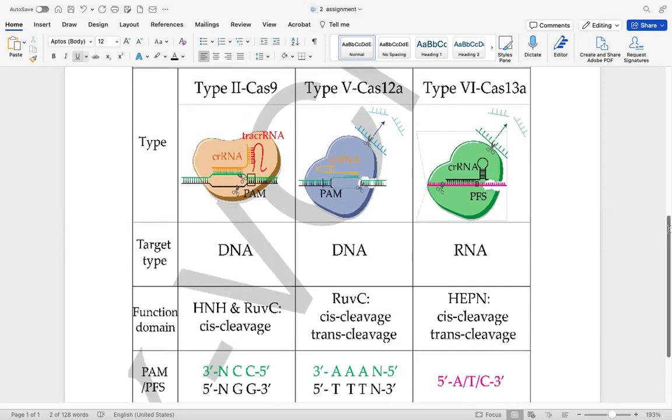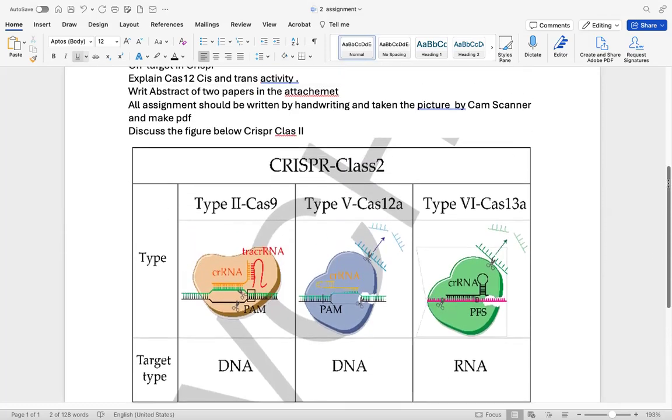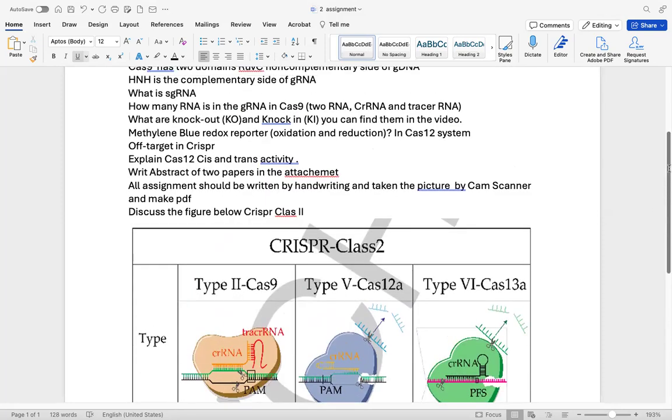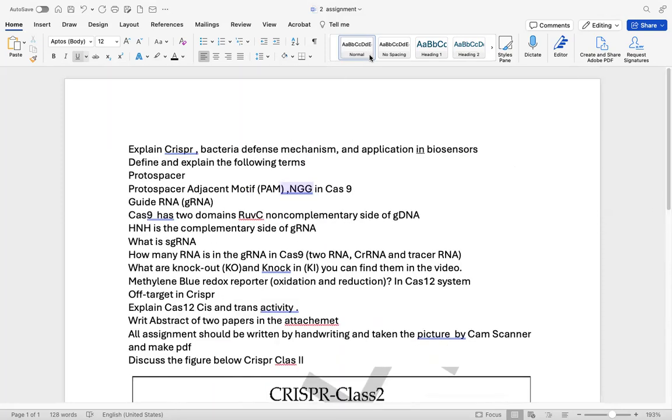So there is different type of Cas. So please be aware of what is Cas. Cas is the enzyme, and there are Cas9, Cas12, and Cas13. I think as long as we know the function is good, but I also don't know the difference between 9, 12, and 13. So make sure you download everything here. So now I stop share this one.